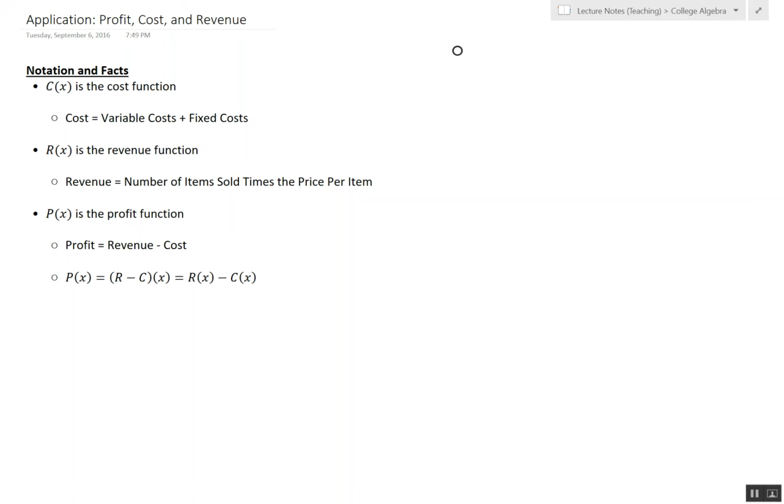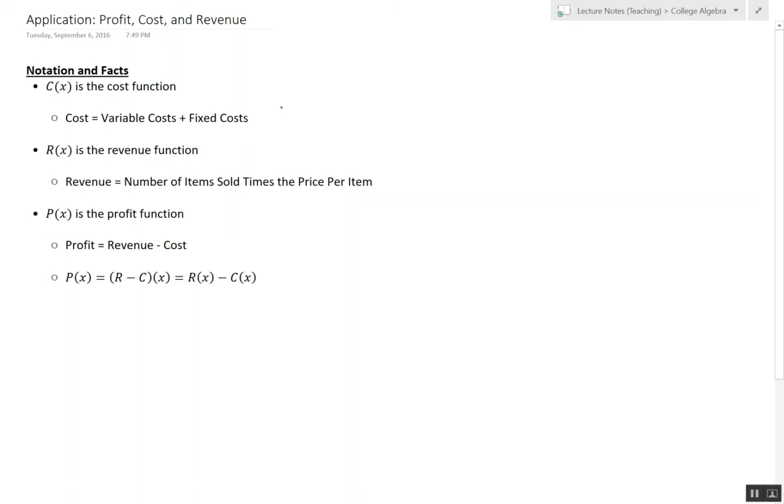We're going to use C of x as the notation for the cost function, so we're going to call this C for cost. And I don't have a formula here, but in words, cost is always variable costs plus fixed costs. So examples of fixed costs could be utilities, estimated amount of labor, that kind of stuff. Things that typically do not change based on the number of items you produce.